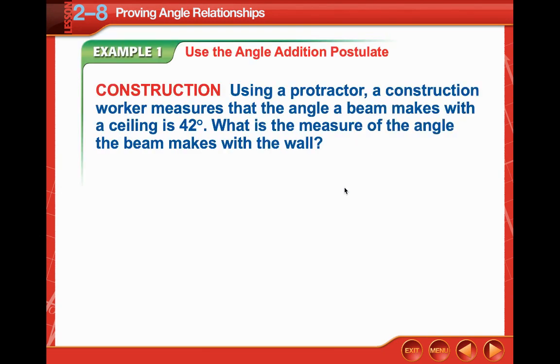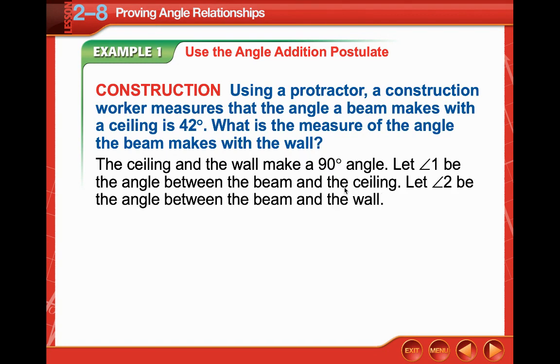So, construction. Using a protractor, a construction worker measures that the angle a beam makes with a ceiling is 42 degrees. What is the measure of the angle the beam makes with the wall? All right, so the ceiling and the wall make a 90-degree angle. Let angle 1 be the angle between the beam and the ceiling, and let angle 2 be the angle between the beam and the wall.